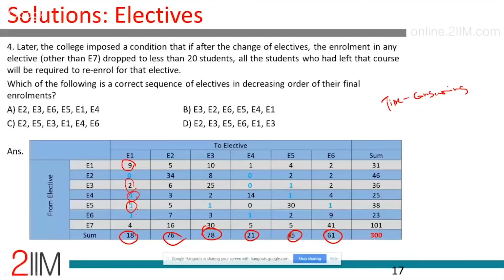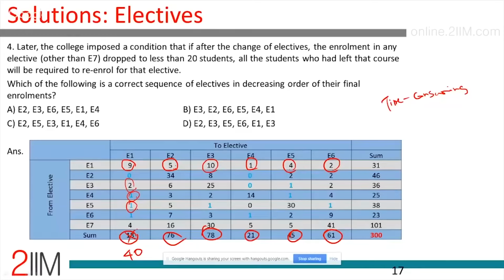So, sorry, from E1 to others, 5 went to E2, 10 went to E3, 1 went to E4, 4 went to E5, and 2 went to E6. All the students who had left that course will be required to re-enroll for that elective. So all these are left. So 5 plus 10, 15 plus 1, 16 plus 4, 20 plus 2, 22. So this will increase by 22, will go to 40.